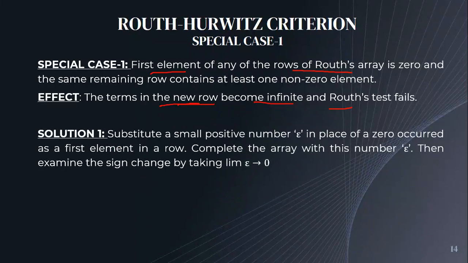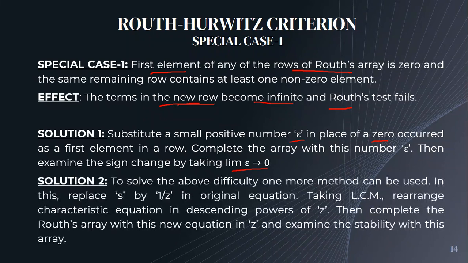The first solution will be to substitute a small positive number eta in place of 0, and then once we complete the array, we'll try to find out the value by taking the limit eta tends to 0. The second solution would be to substitute s equals 1 by z. Now we will be taking the LCM in such cases, and we'll obtain another characteristic equation in terms of z. Now with this equation in terms of z, we'll be forming the Routh array and solving it to determine the stability of the system. Let's look into an example of this special case 1.